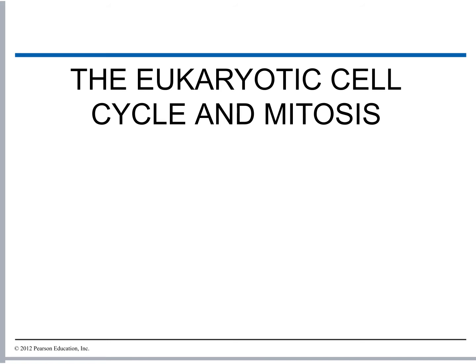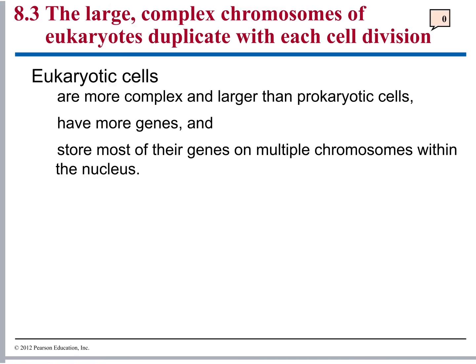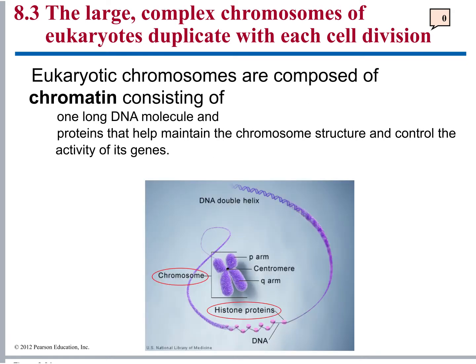We've learned a lot about eukaryotic cells in that they're a whole lot more complex than prokaryotic cells. For one, they're larger, and they also have more genes, more genetic information. And those genes are stored on multiple chromosomes inside of the nucleus. So the process here becomes just a little bit more complex for a eukaryotic cell.